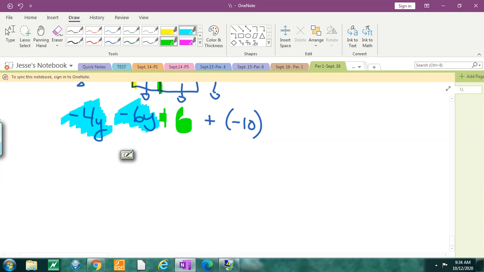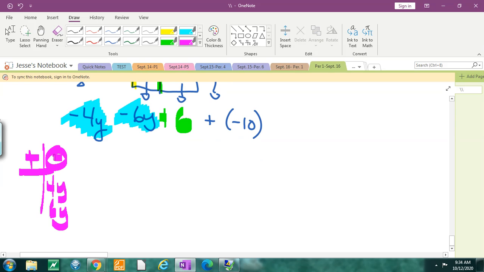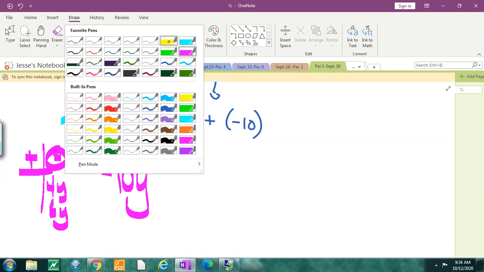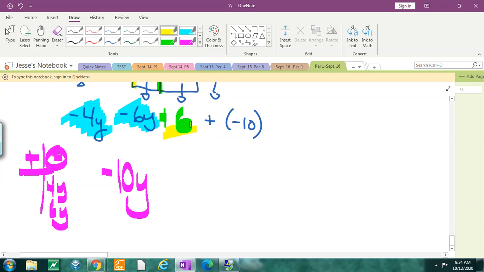So you're gonna get, if you do the T chart. If you do the T chart, you're gonna do one for the y's. So -4y, -6y. It's -10y. See that? So now you're going to do another T chart. So you're doing two. You're going to do one for the constants, which is 6 and the plus -10. So I'm going to do another one right here. We're going to do 6 right there. 6 and a -10.